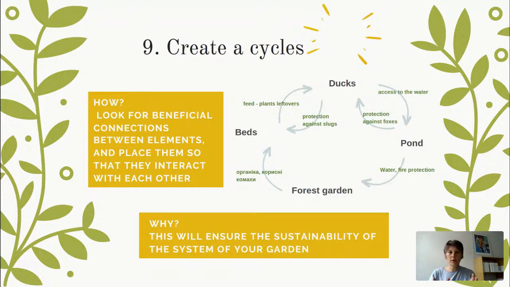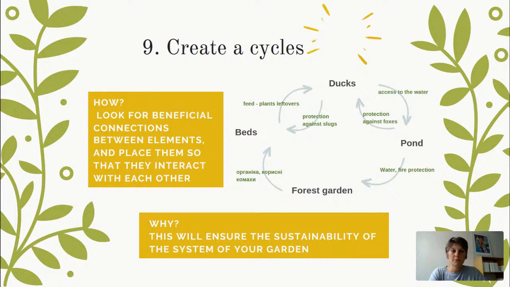I took four elements: ducks, pond, forest, garden beds, and I showed some connections between them. For example, ducks and pond. Ducks can have access to the water, and they can have protection against foxes when they are in the water. And pond can give water for the forest garden and fire protection if you place it in the right spot, where you have maybe fire coming, so it could be a protection as well.